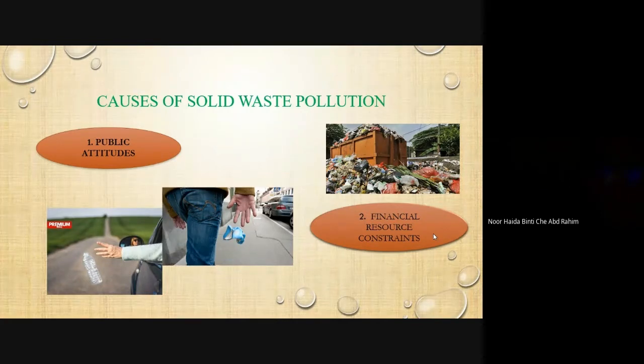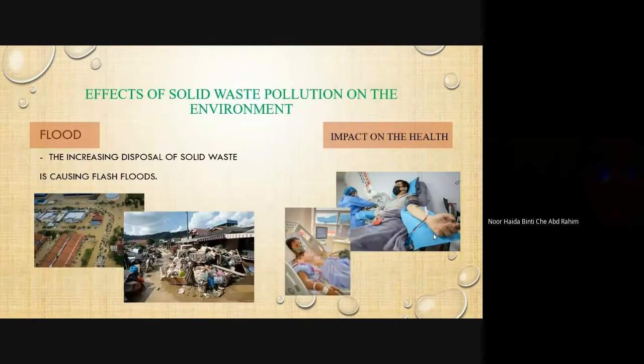Next, we look at the effect of solid waste pollution on the environment. Increasing solid waste disposal is causing flash floods. This is said because solid waste is dumped everywhere, especially in urban areas, causing drains to clog up and block water channels. According to Metro Daily News 2021, the location generating the most solid waste is residential areas in the city.